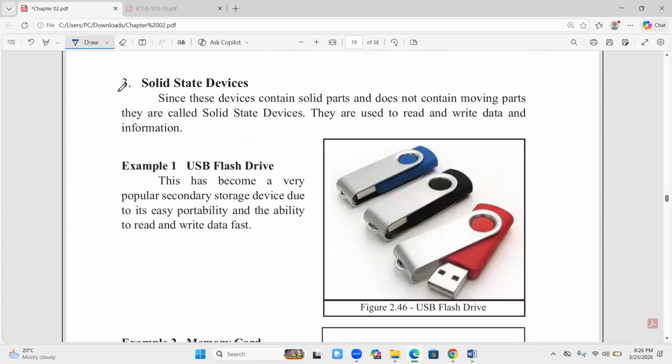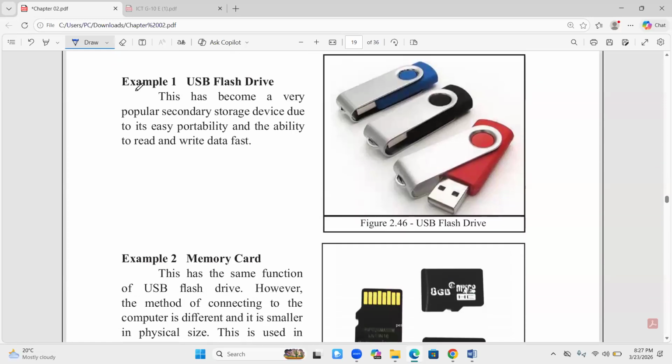And the third category of secondary storage devices is solid state devices. These devices contain solid parts and do not contain moving parts. It contains only the solid parts, so these devices are called solid state devices. They are used to read and write data and information.